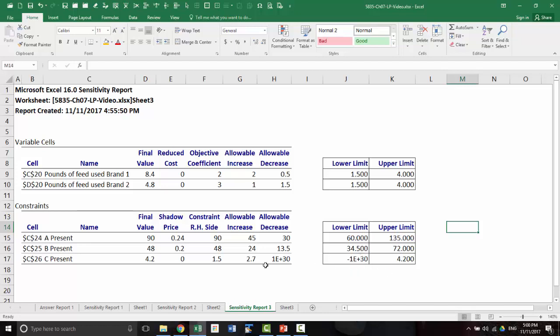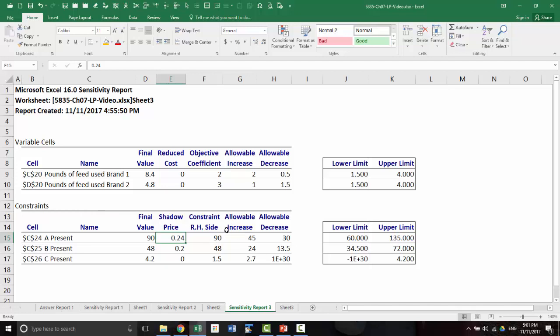Okay, so these are the limits. The first one, the current value is 90, the minimum requirement. If the minimum requirement changes within these limits, even if it changes a little bit, the final values of the optimum solution will change. That's not what these limits are about. It is about the validity of the shadow price.